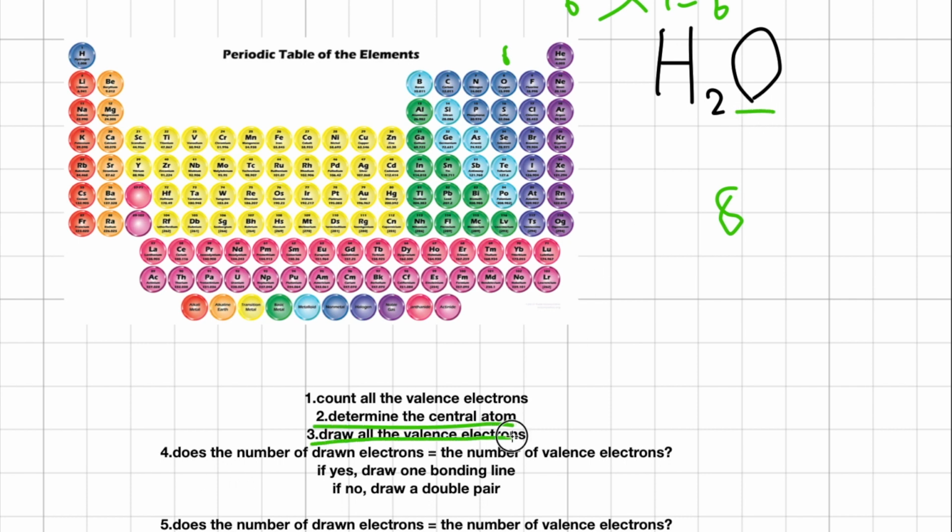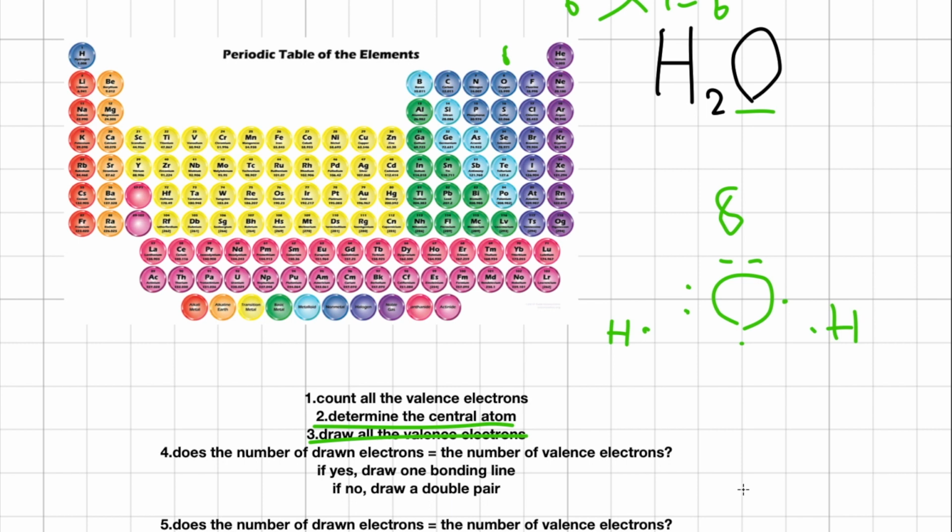Draw all the valence electrons. Well, first of all, let's draw what H2O looks like. H2O will look like this. Because oxygen is in the middle, we're going to draw all the valence electrons. Oxygen has 6. 1, 2, 3, 4, 5, 6, right? And hydrogen has 1. And the other hydrogen also has 1, right?